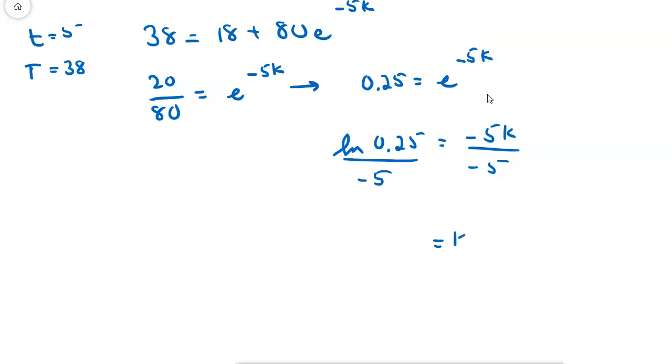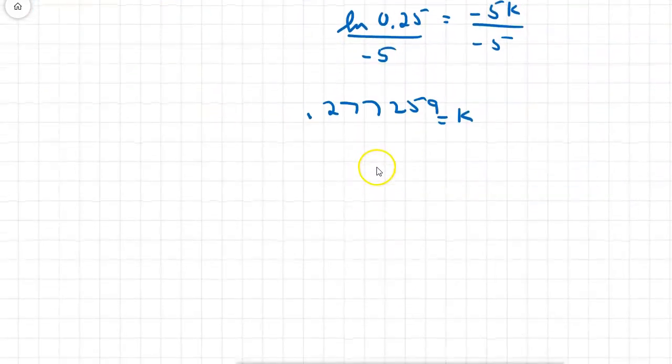Like I said, I'm using my cell phone calculator because my real calculator is sitting in my office and apparently is quarantined at this point. So let's take the natural log of a quarter and then divide it by negative 5. Keeping as many decimal places as possible, this will give me 0.277259, because that 8 rounds up to a 9. So that's my k.